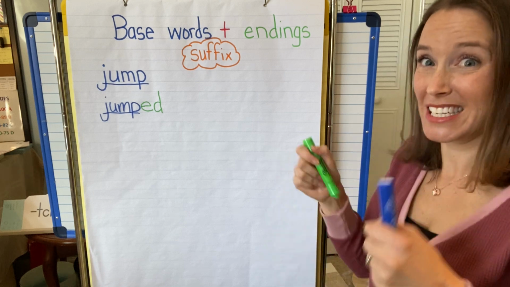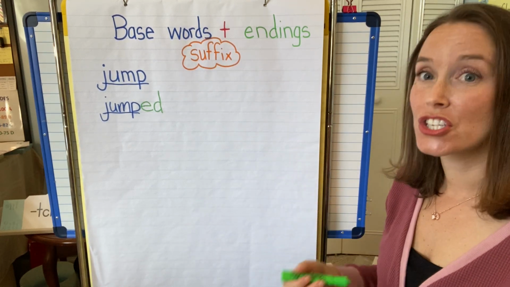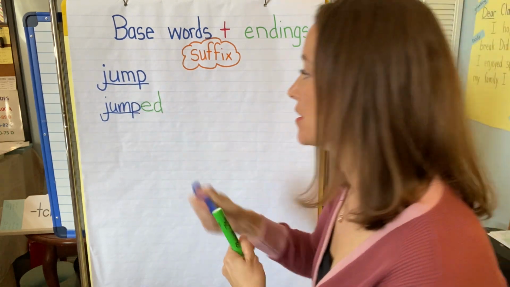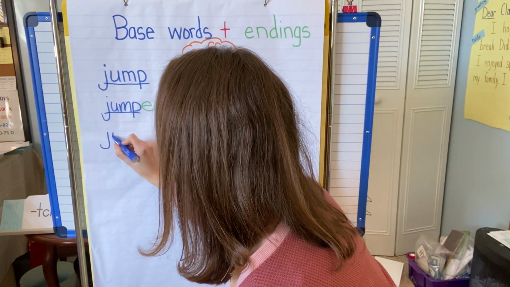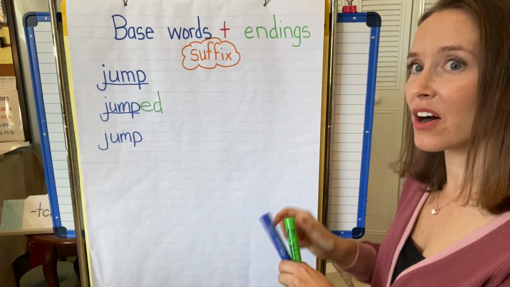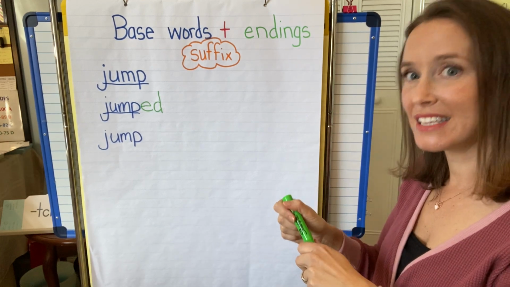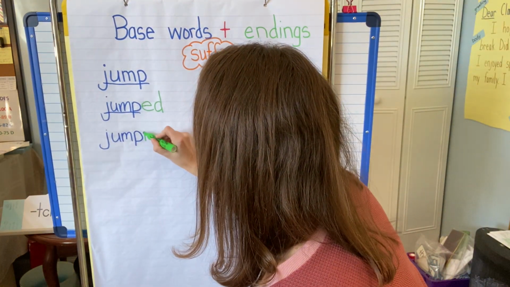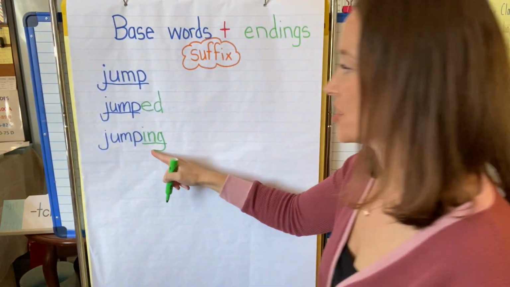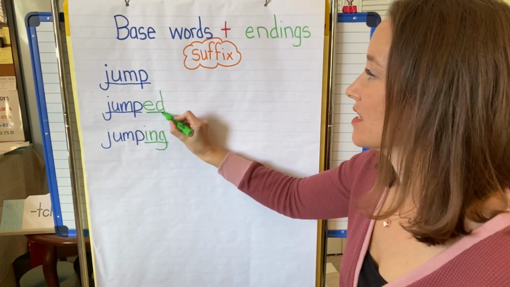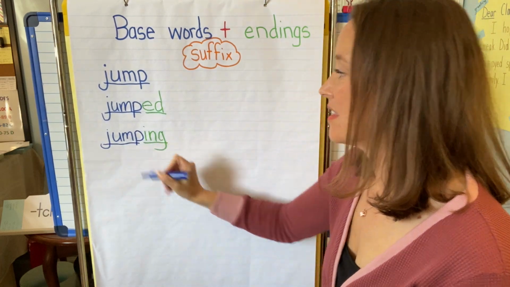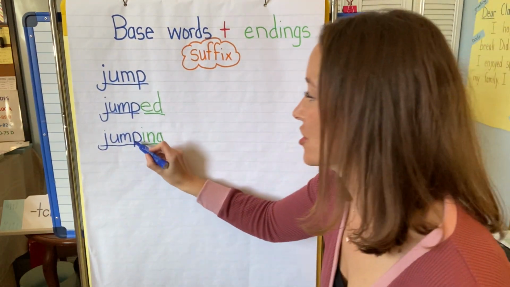What if I'm doing it right now? Right now I am jumping. So we would take our base word jump, and if I'm doing it right now, we would say Mrs. Bell is jumping. And we add the ing. And that's jumping. Okay, so we have our base word jump, and then we add the ing to say I'm doing it now. Jumping.